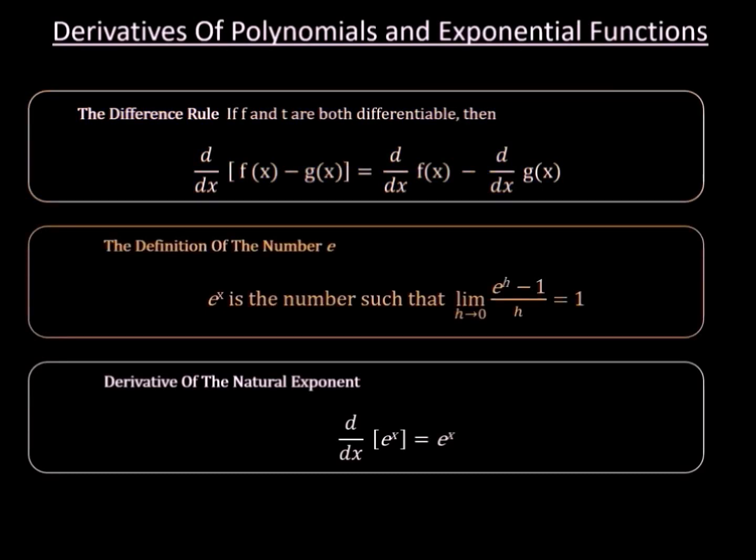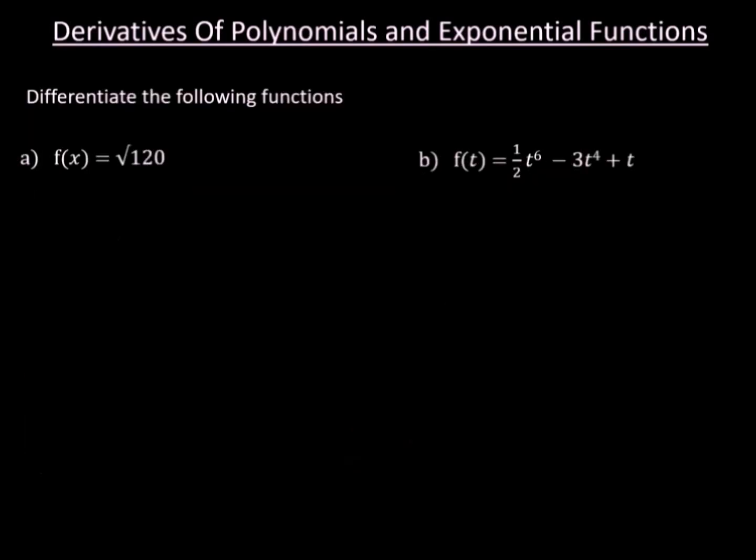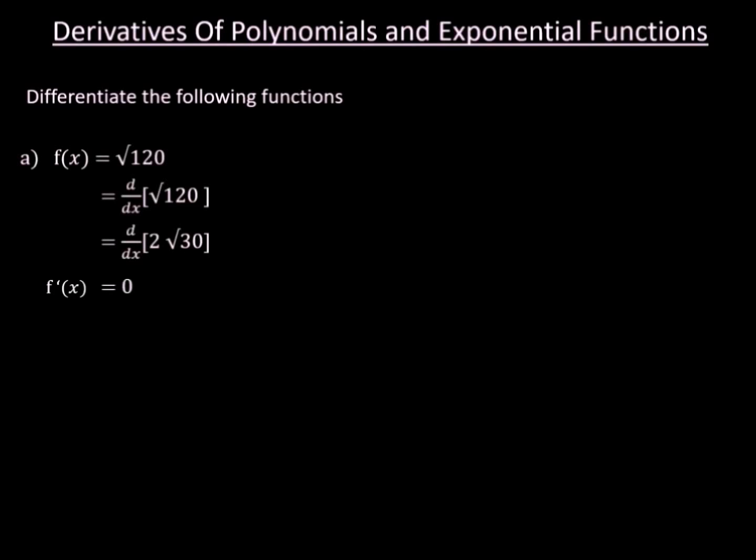We also need to remember that the definition of the number e satisfies this limit. The derivative of the natural exponent function has the property that it is its own derivative. Now, let's go through a couple of examples to apply these mentioned techniques. Starting with a, the square root of 120. We first add the derivative notations, then simplify, and then apply the derivative of a constant rule to get our final answer of 0.